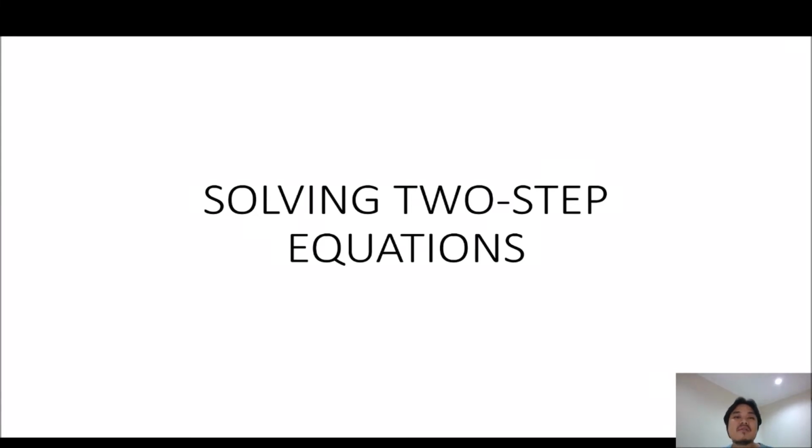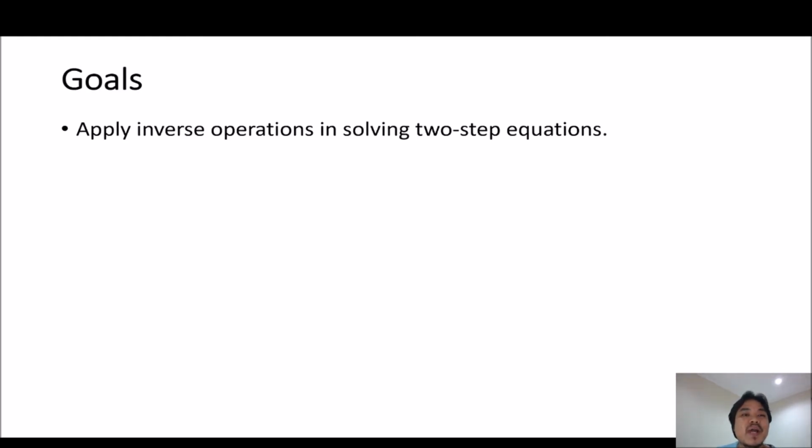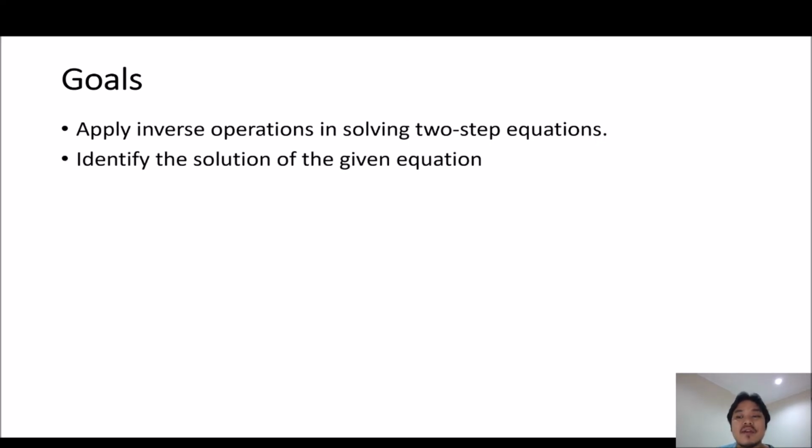Okay, hello everyone. So for today, we're going to talk about solving two-step equations. The goals of this video tutorial are for you to learn how to apply inverse operations in solving two-step equations and to identify the solution of the given equation.